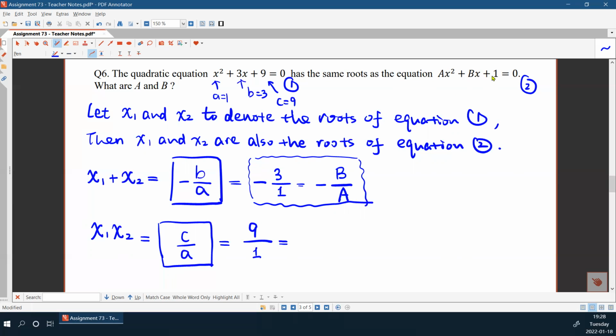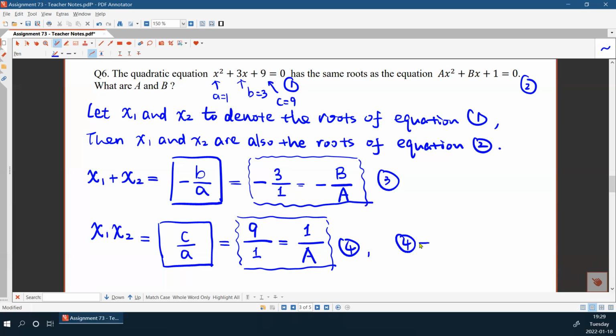And according to equation number 2, what is c? 1. Yes, it's 1. And what is a there? Capital A. Okay. All right. Then we have another relationship. Let's label them with 3 and 4. Apparently, it's better to solve equation 4, right? Because there is only one unknown quantity.